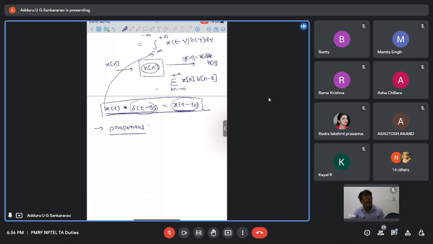Now let us say for an LTI system, only the impulse response is given, nothing else is given. How do we know whether that system is stable, causal, memoryless, invertible or non-invertible? How to check those, we will see now.